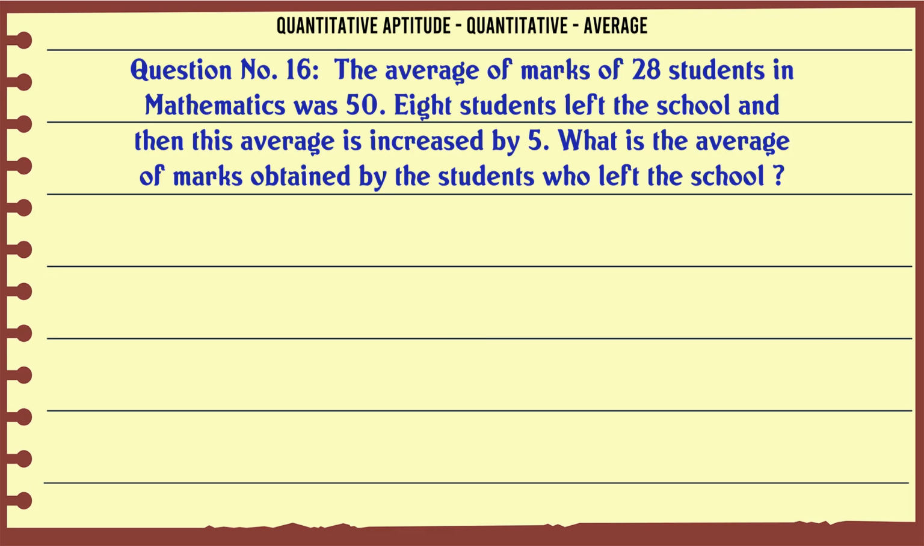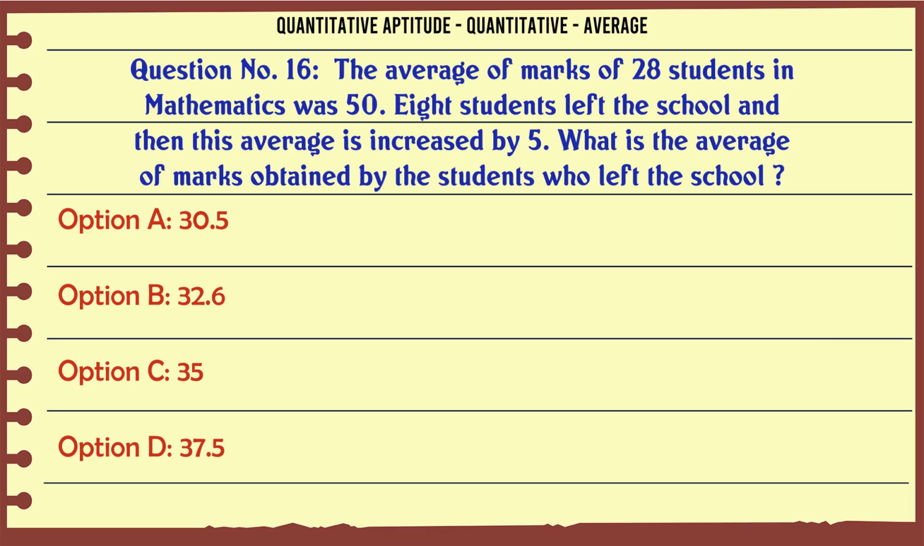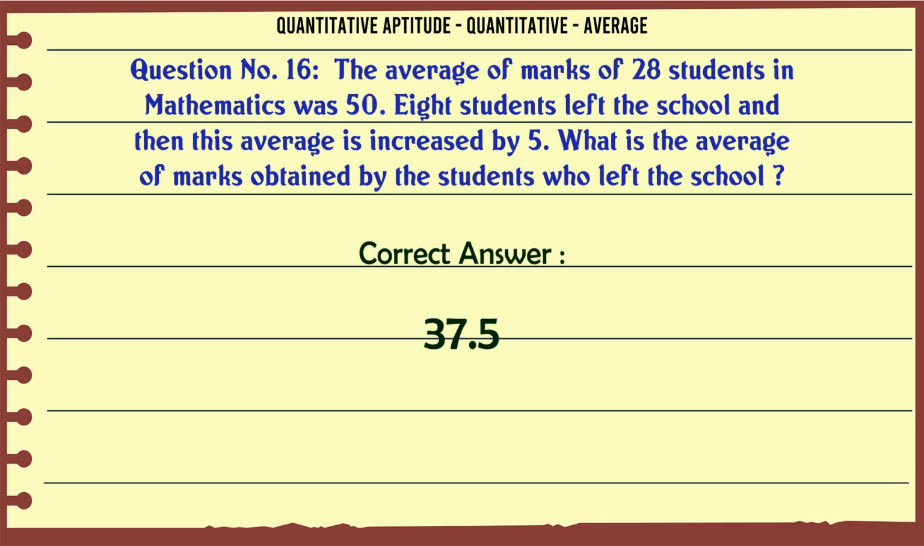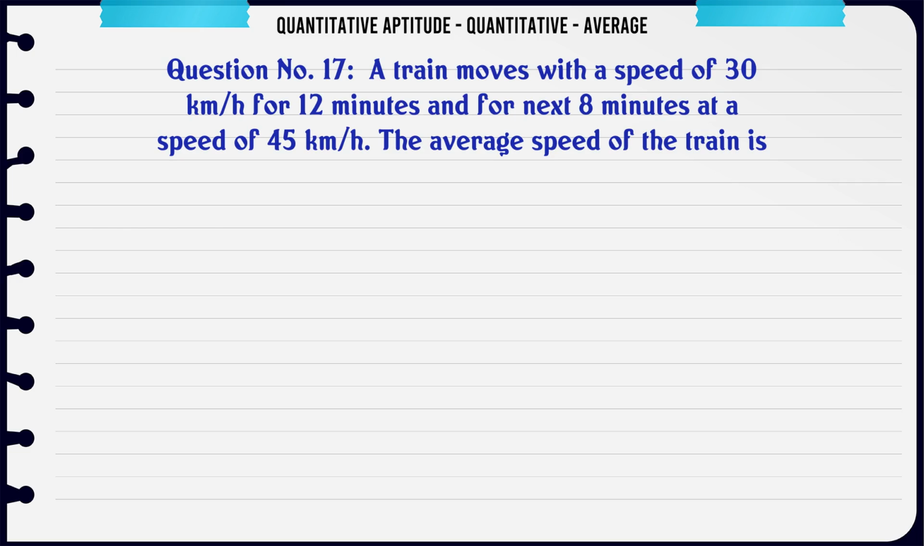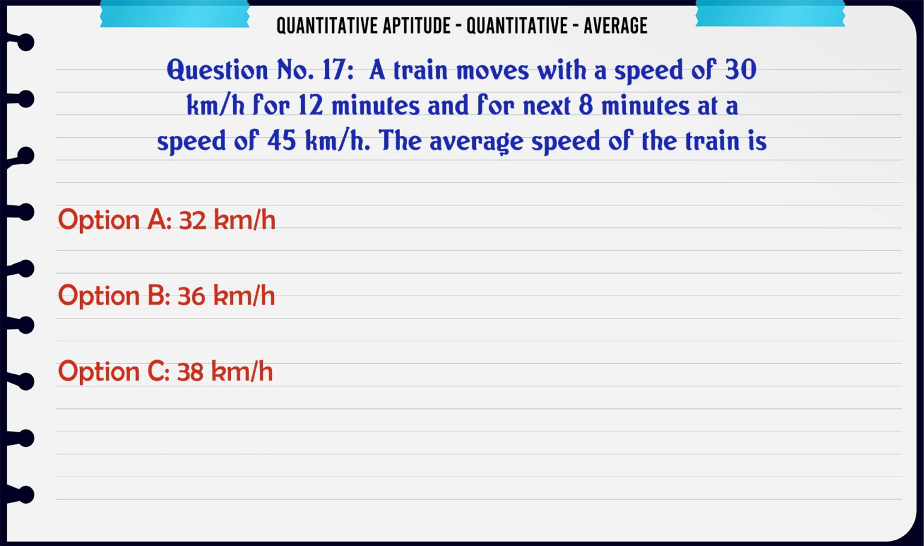The average of marks of 28 students in mathematics was 50. 8 students left the school and then this average is increased by 5. What is the average of marks obtained by the students who left the school? A 30.5, B 32.6, C 35, D 37.5. The correct answer is 37.5.